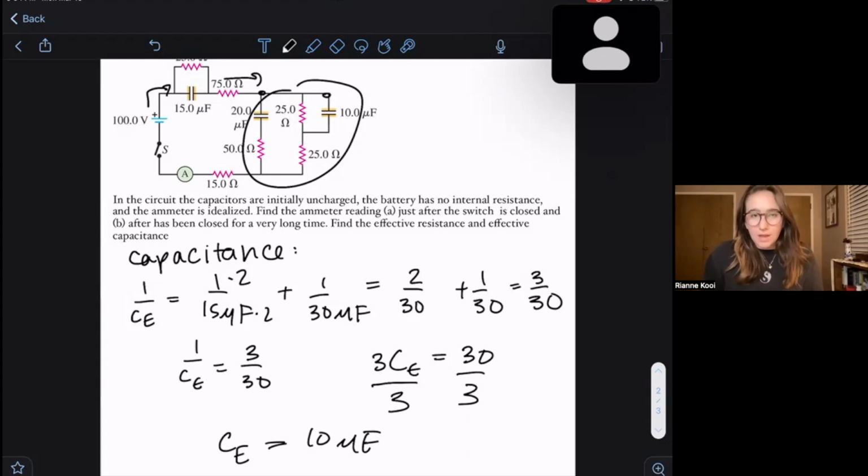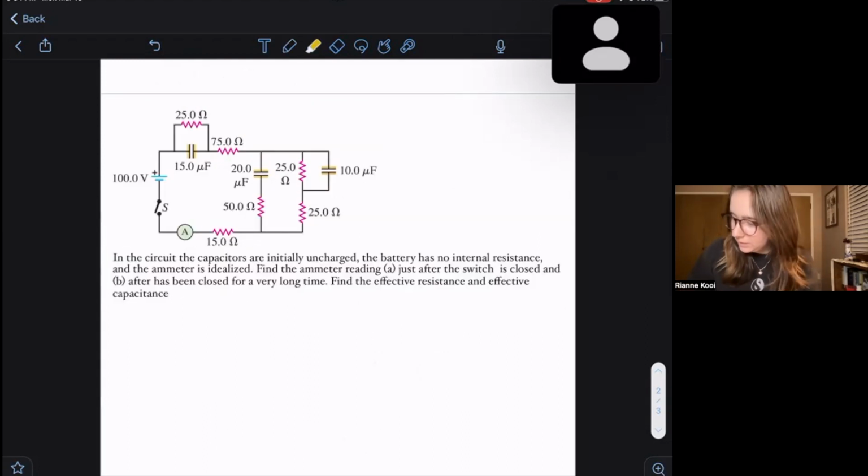Now let's do what it was actually asking us to do. We have completed this part right here that I added on. Now let's do part A and part B. Most of the questions that are being asked about RC circuits depend on the wording. In part A, it says just after the switch is closed, we want to find the ammeter reading, which is right here. The ammeter determines the current in a circuit between two points.